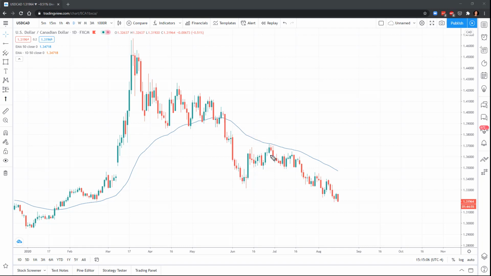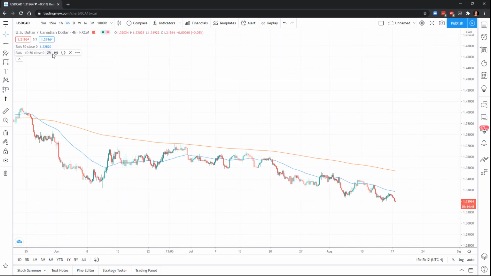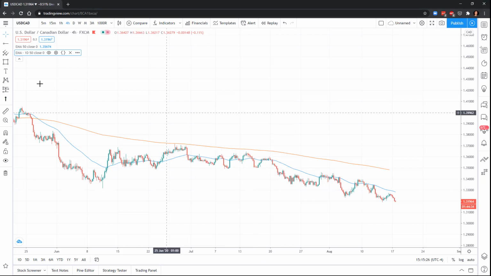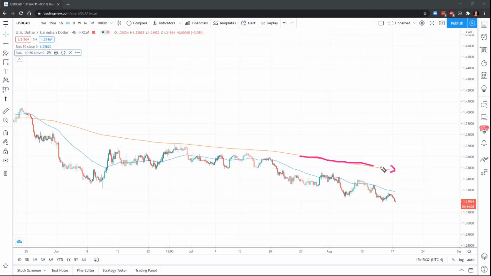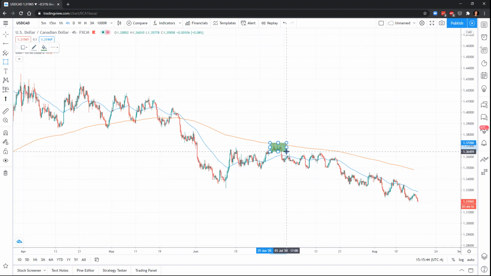We can take this one step further by dropping down to the 4-hour time frame, and TradingView has this really cool feature where you can overlay a moving average from a different time frame. That's exactly what I've done here. I've overlaid the daily time frame 50 moving average, identified by this orange line on this 4-hour time frame. So this is the 50-day moving average, and this is the 50-period moving average on the 4-hour chart. And going back to the example, the 50-day moving average retest was right over here. This is what we saw on the daily time frame.